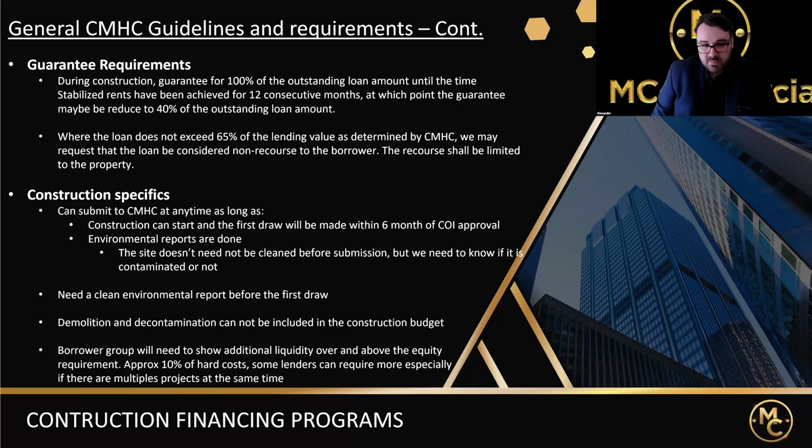The last requirement, just before getting to the programs, is all items specific to construction for CMHC. The first one, and we get this question a lot, is when can I submit my request to CMHC? CMHC's answer is broad, but they're basically saying that you could submit any time, but you have to make sure that by the time you get approved and get your certificate, you can draw within 6 months, because after 6 months, your certificate is going to expire and you won't be able to use it.